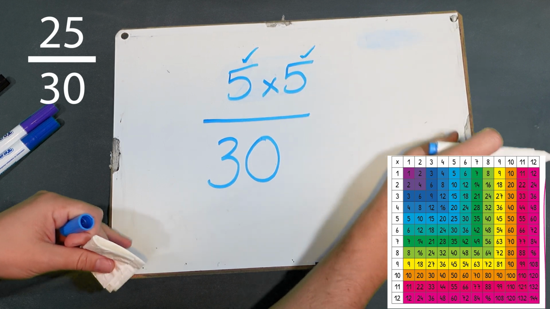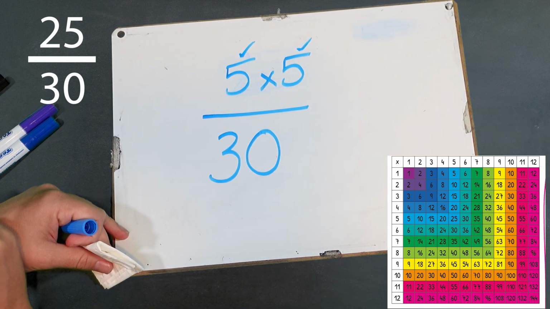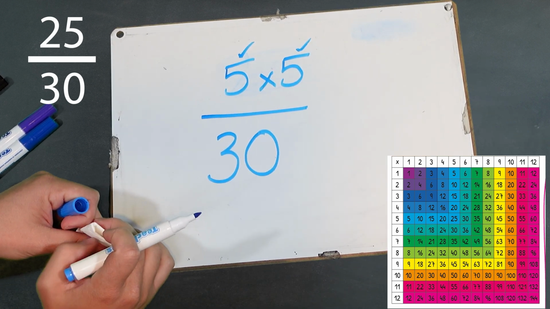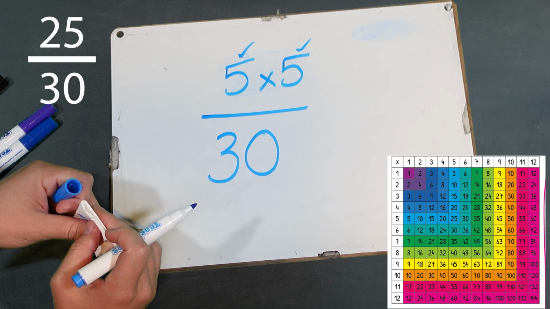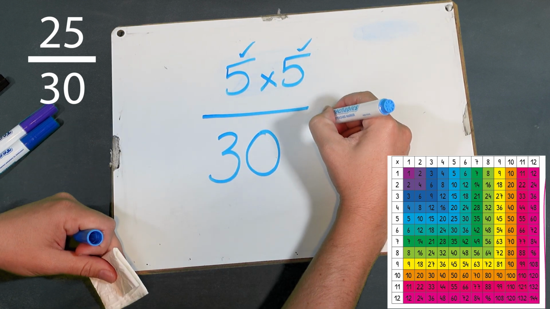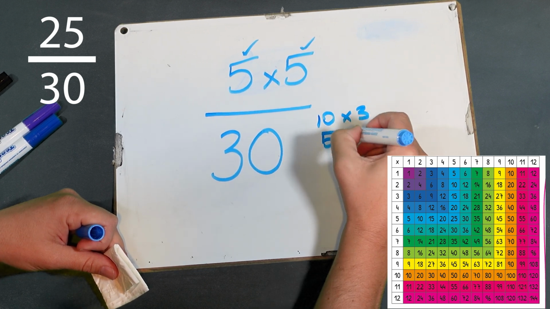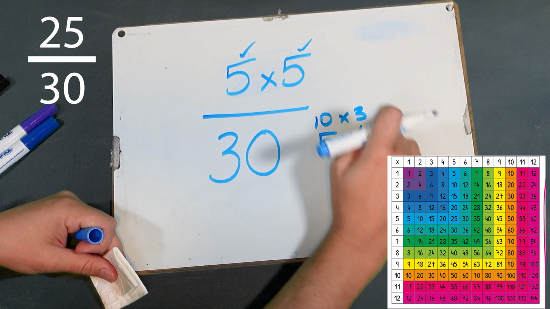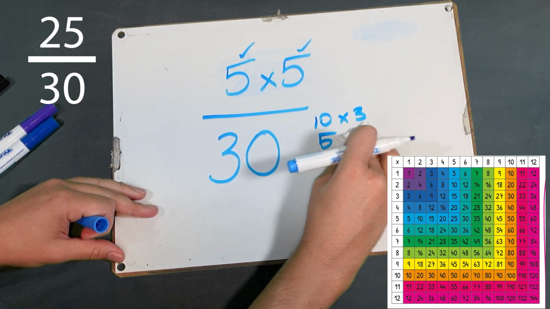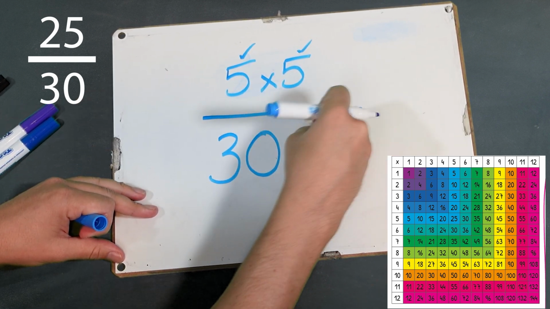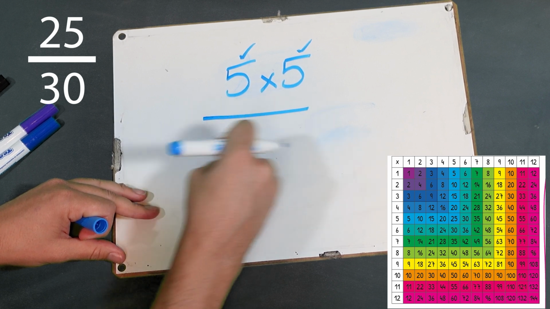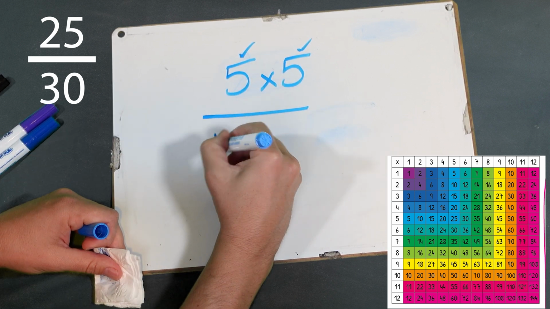Leave 5, and now we'll look at 30. What two numbers times together to equal 30? We've got a few. We've got 10 times 3, and we've got 5 times 6. We can use either, but let's just use 10 times 3. So I'm going to replace 30 with 10 times 3.